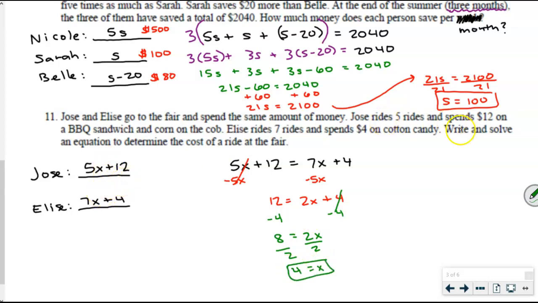So what does that mean? We found x equals 4. Put it back into the context. What does that mean for the story? Danielle? It's $4 per ride. Yes, $4 per ride.